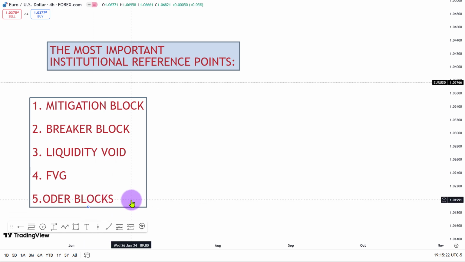You should know that there are more than this, but I want you to pay attention to only these 5. Now, these institutional reference points are arranged in their order of importance. You're supposed to be looking for these things on the chart one after the other in their order of importance. What this means is that the mitigation block has more importance than the breaker block, than the liquidity void, than the fair value gap, than the order block.